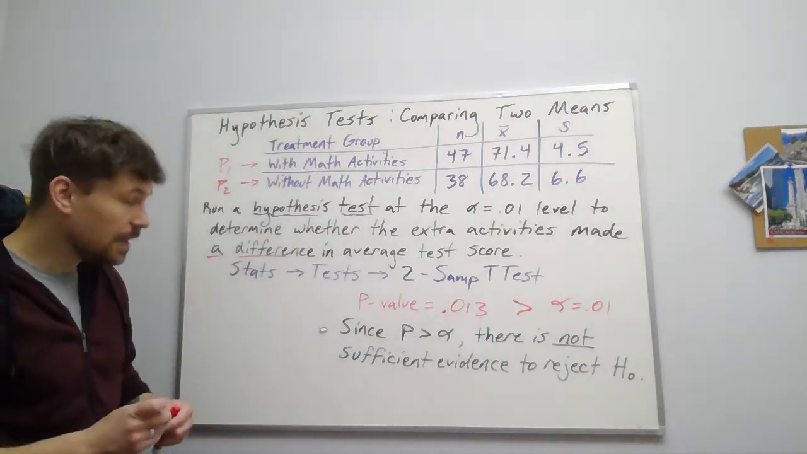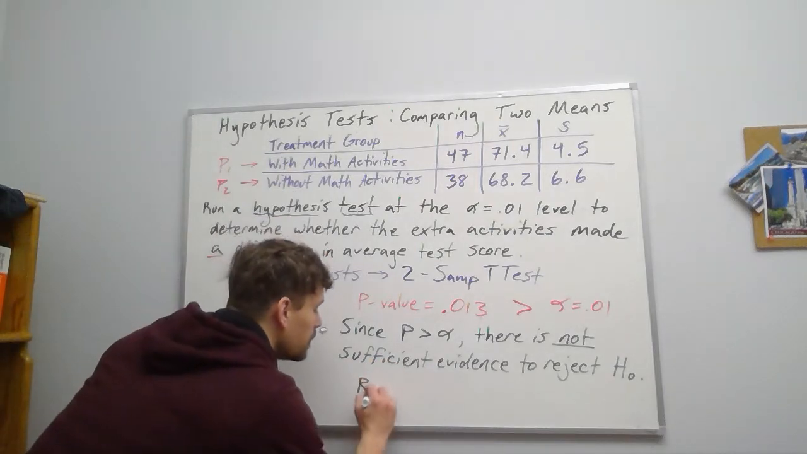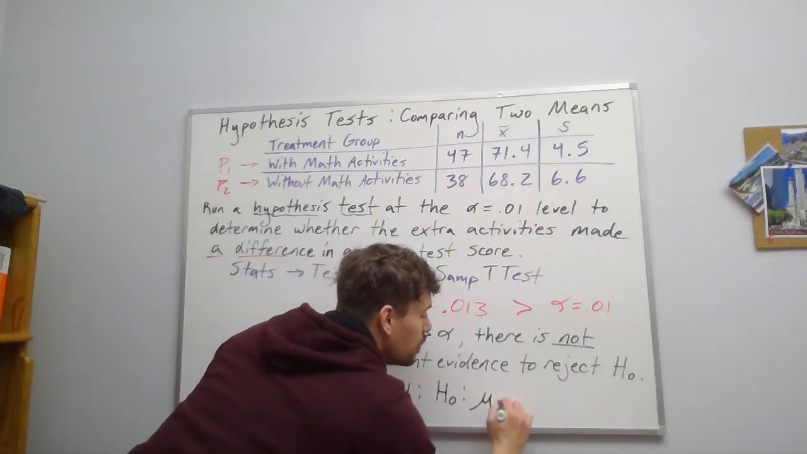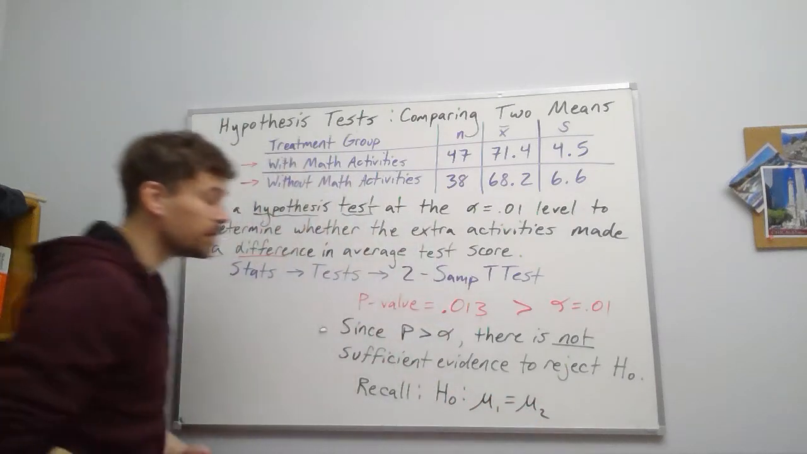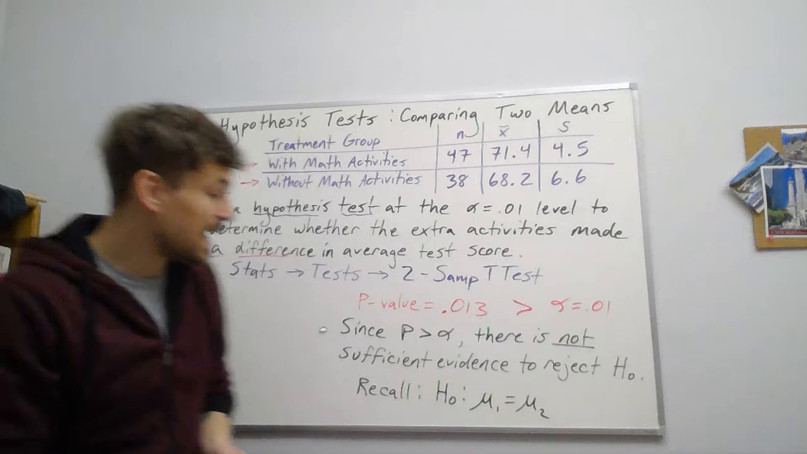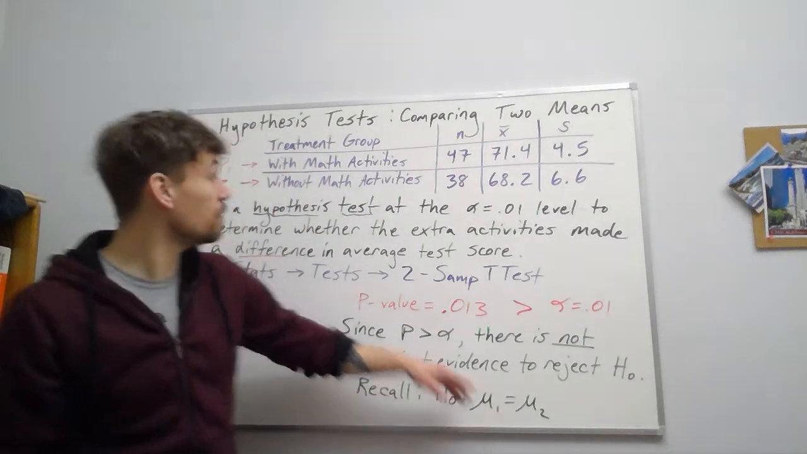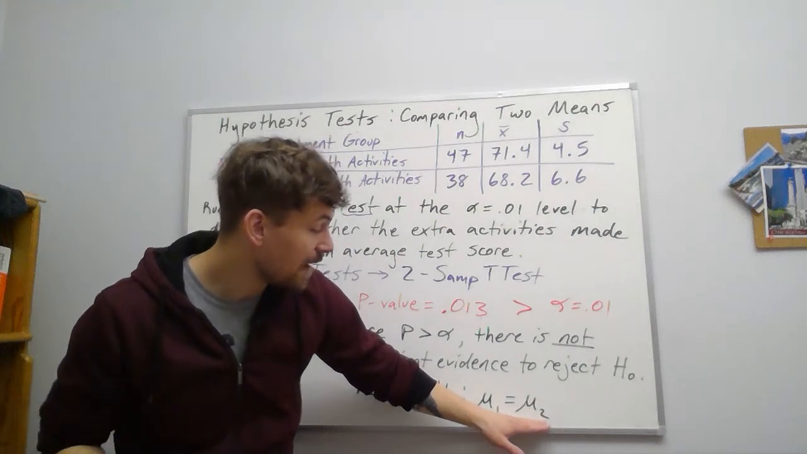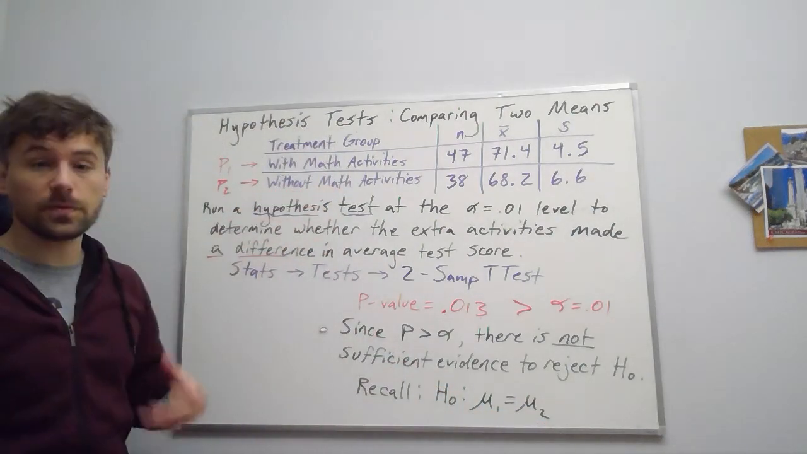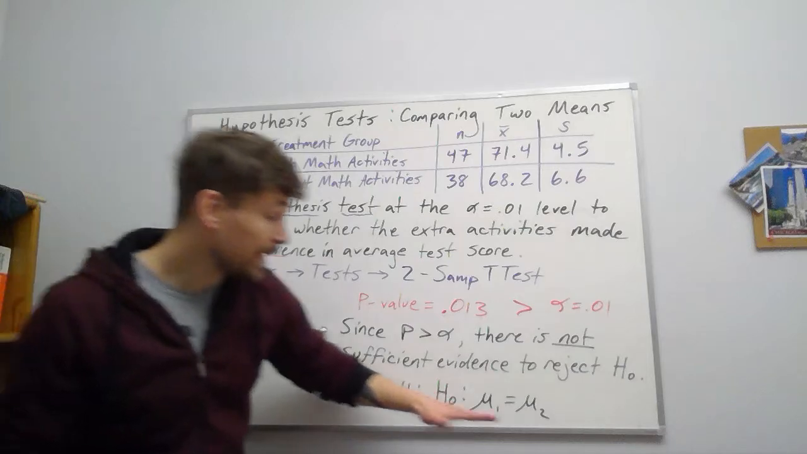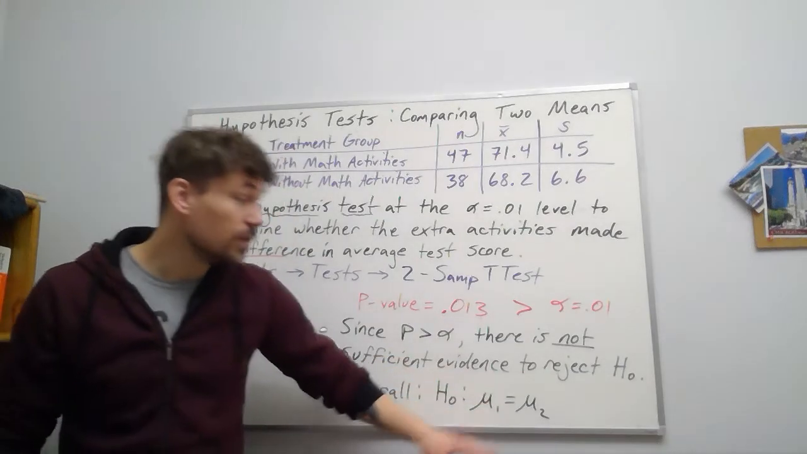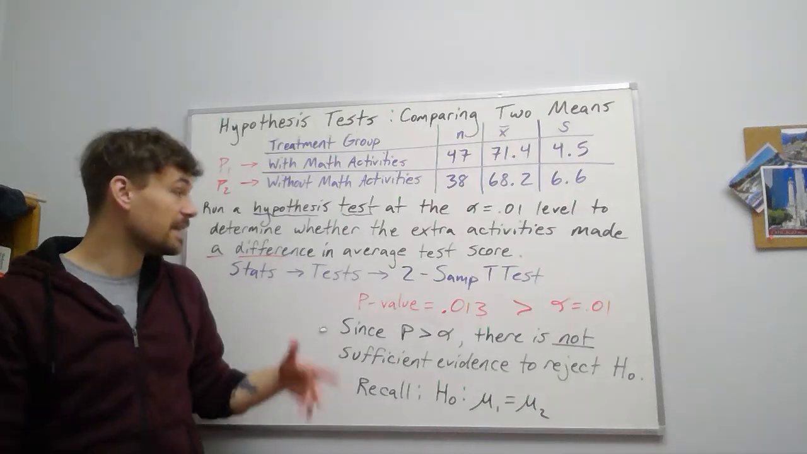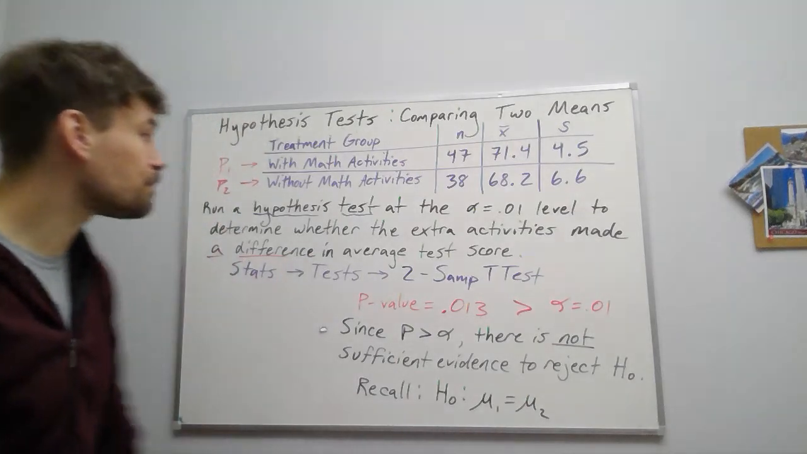So in this case, think in terms of context. Our null was that mu1 equals mu2, basically saying that the average test score for population 1, the group with activities, was the same as the average test score for group 2, those without activities. Again, we can't claim that is true, but what we're saying is there's not enough evidence to say it's not true, to say that these made a difference.